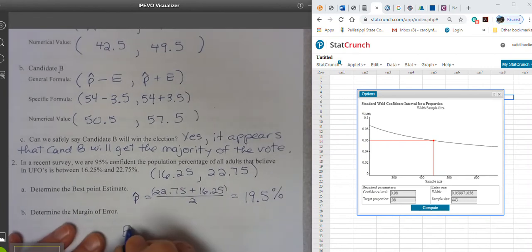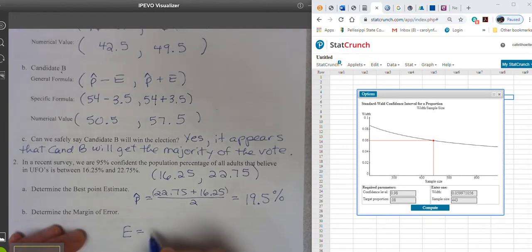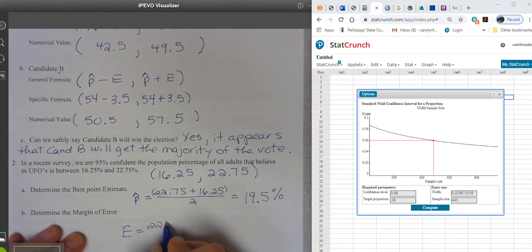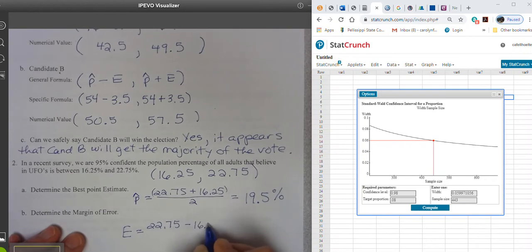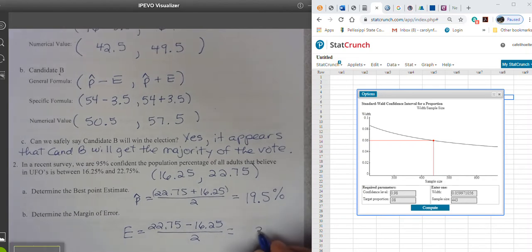The easiest way to compute that is to take the upper limit minus the lower limit and divide by 2. So here we are adding and here we're subtracting and then dividing by 2. So that gives us E. That is actually 3.5%. That's our margin of error.